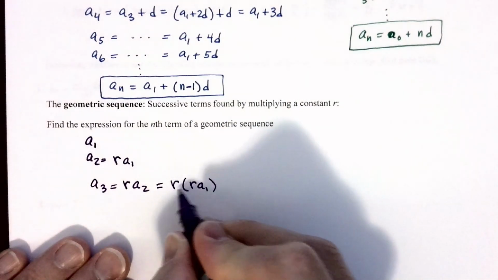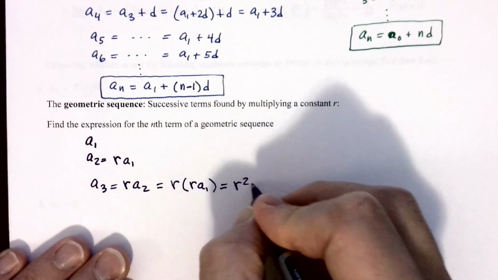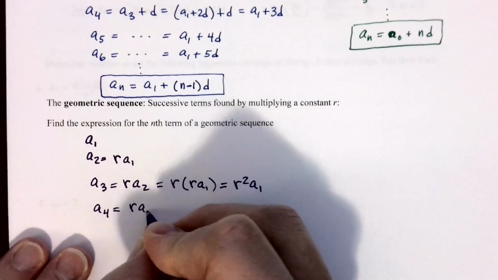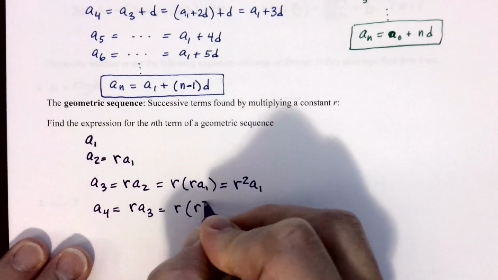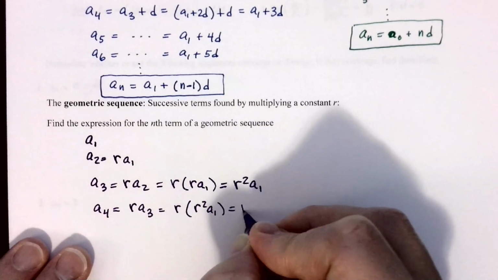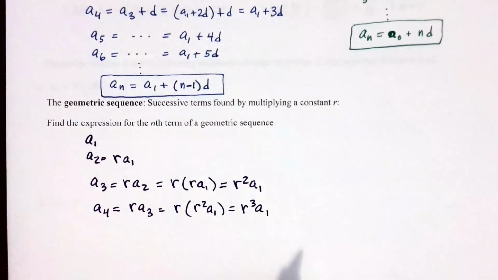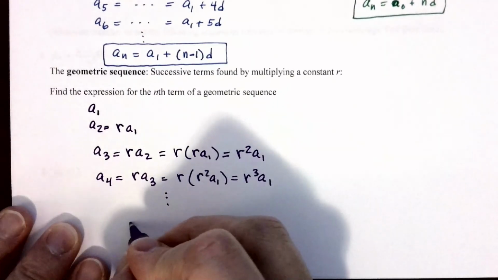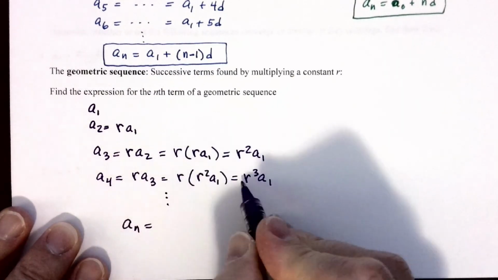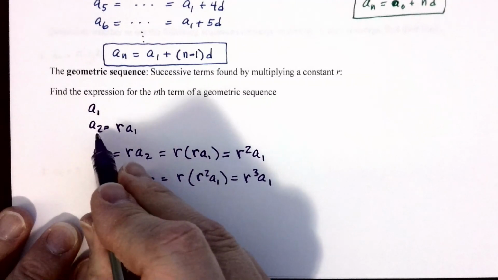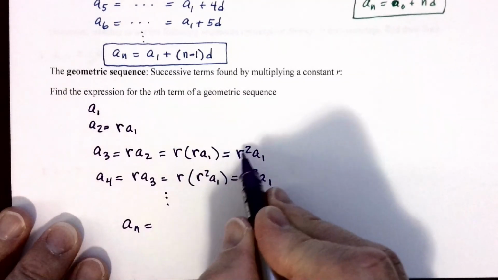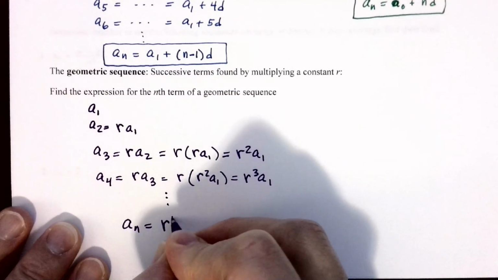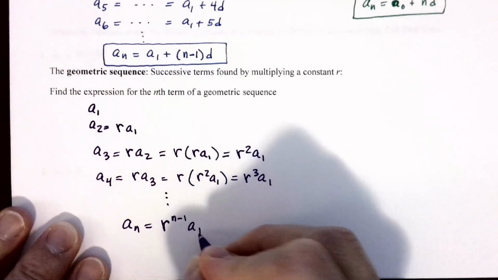And what do we have here? What's r times r? It's r squared a sub 1. A sub 4 is going to be what? r times a sub 3, which is r times r squared a sub 1, or what? r cubed a sub 1. And we see a pattern here again, just like before. What's the nth term going to be? A sub n is going to be what? Looking at the very end, if it's 2, it's r to the first power. If it's 3, it's r squared. If it's 4, it's r cubed. So what? It's always 1 less than the index, r to the n minus 1 times a sub 1.